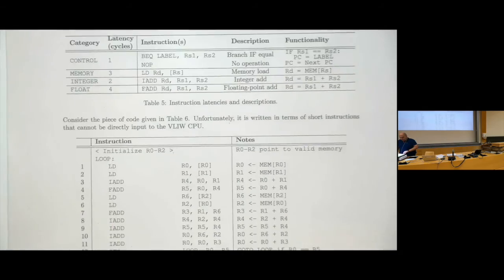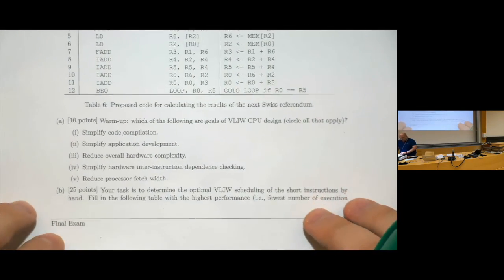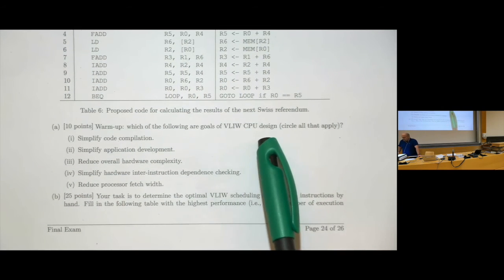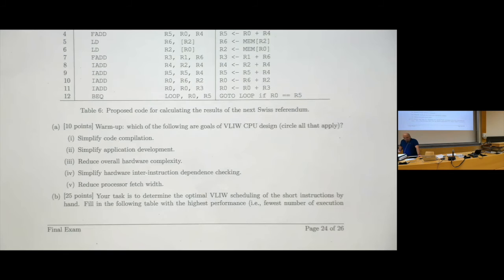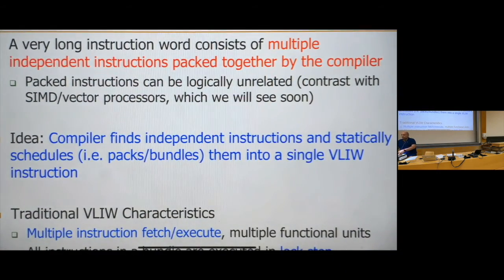However, before we get into that, we have a warm-up question. So this warm-up question asks us, which of the following are goals of VLIW CPU design? And they ask us to circle all that apply. The options here are simplify code compilation, simplify application development, reduce overall hardware complexity, simplify hardware inter-instruction dependence checking, and reduce processor fetch width. Before we think about this, I'm going to quickly borrow from some of Professor Mutlu's slides.